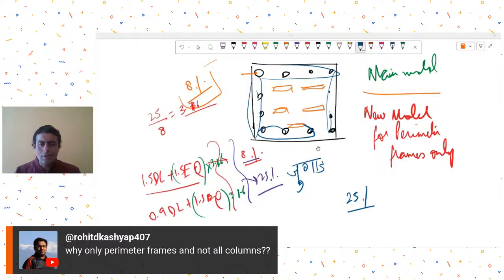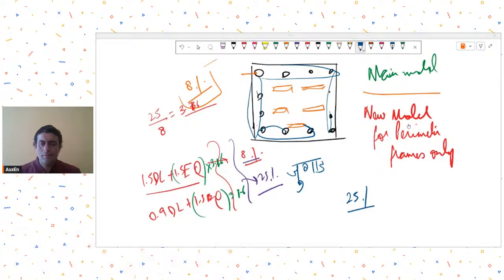Flat slab structural wall system. I'm just reading from the code. Perimeter RC frames, they are saying. Perimeter RC frames. Yeah. So, okay, I hope this is answered.